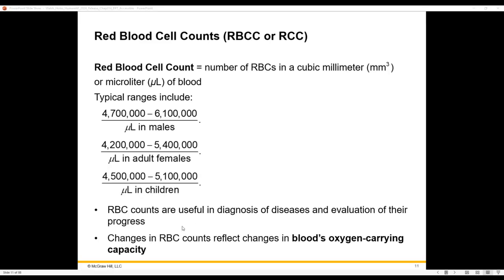Knowing how many red blood cells are there is useful in diagnosis of certain diseases and to evaluate the progress of certain diseases or of medications. Changes in red blood cell count will reflect changes in the blood's oxygen carrying capacity also.